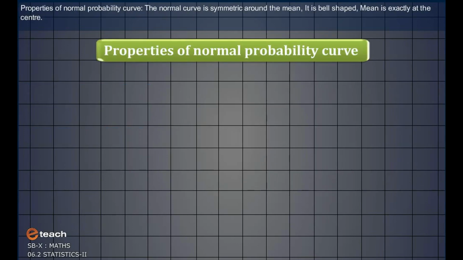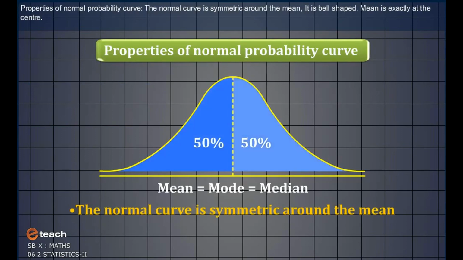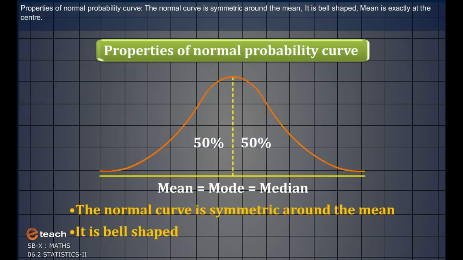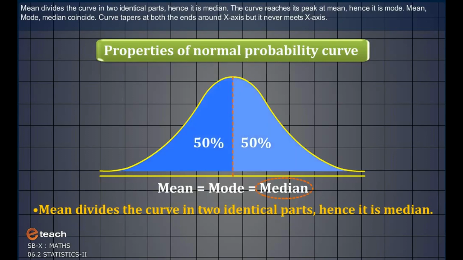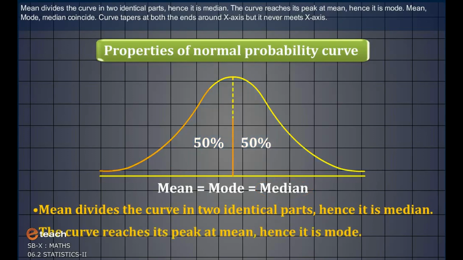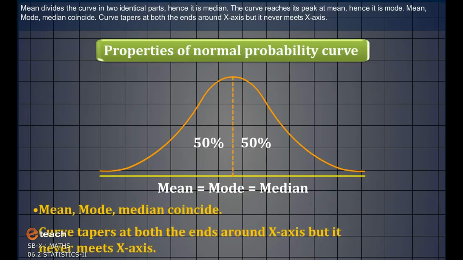Properties of normal probability curve. The normal curve is symmetric around the mean. It is bell-shaped. Mean is exactly at the center. Mean divides the curve in two identical parts. Hence, it is median. The curve reaches its peak at mean. Hence, it is mode. Mean, mode, median coincide. Curve tapers at both the ends around x-axis, but it never meets x-axis.